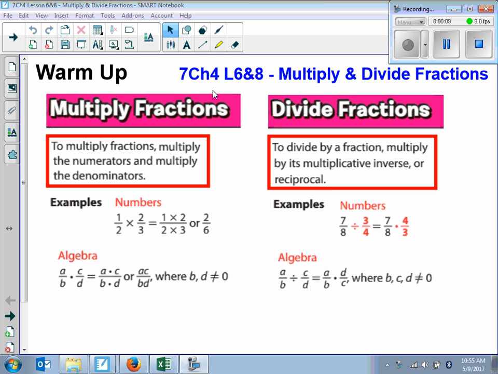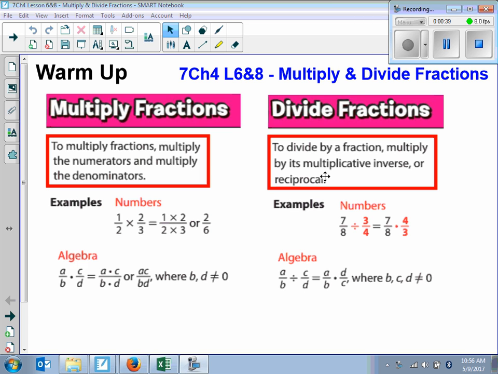So here, to multiply fractions, you multiply the numerators and multiply the denominators. So when we have a over b times c over d, you're going to multiply the numerators, a times c, and then you're going to multiply the denominators, b times d. And then if you can simplify, you should do that at the end. If you have a chance to simplify before you multiply, that's also a good idea.